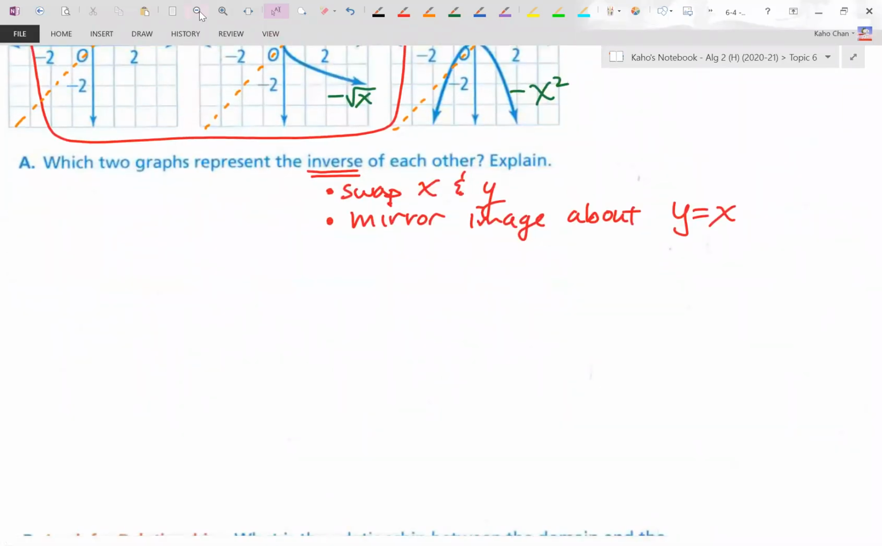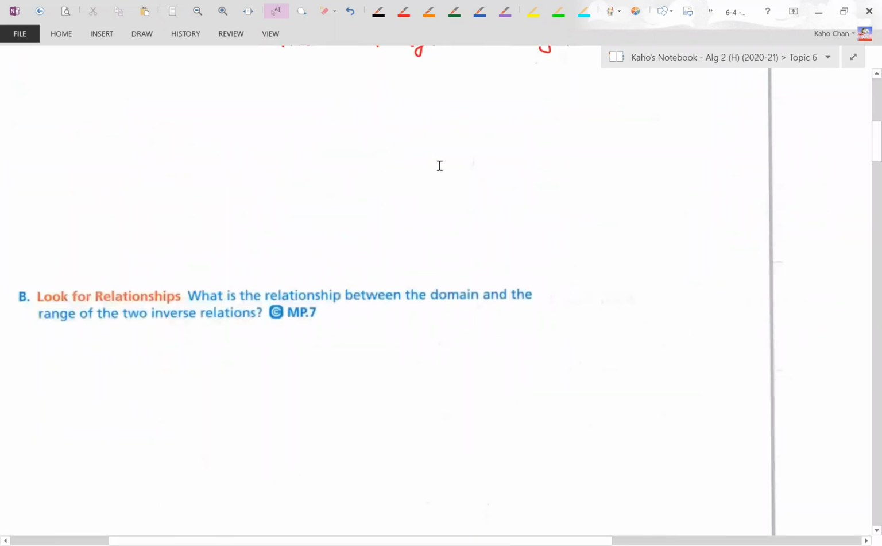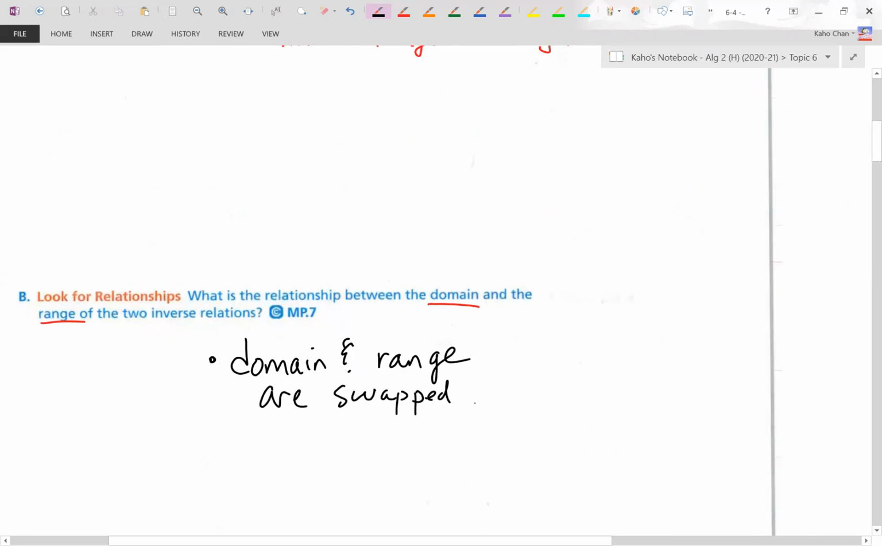Second question. What is the relationship between the domain and range of the two inverse relations? Now, when I say swap x and y, I'm literally changing the domain and range. So let's note that. The domain and range are swapped when you compare the two different functions.